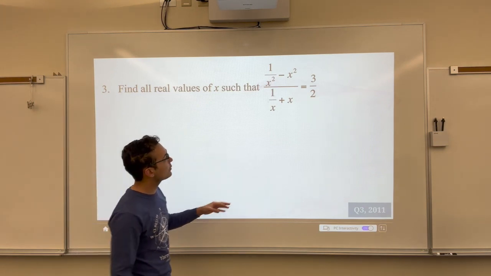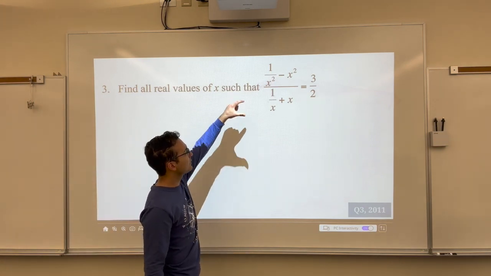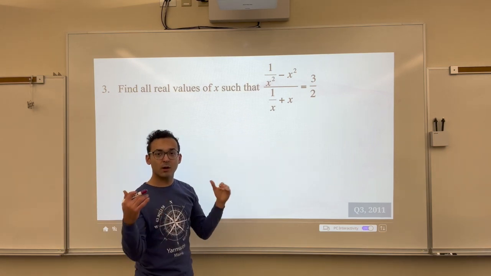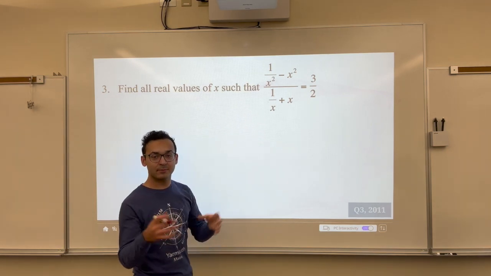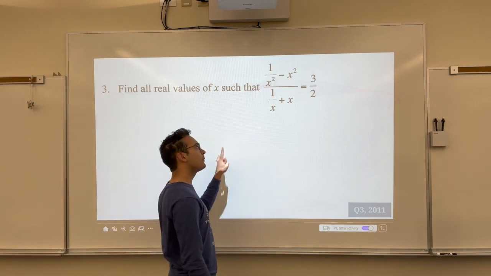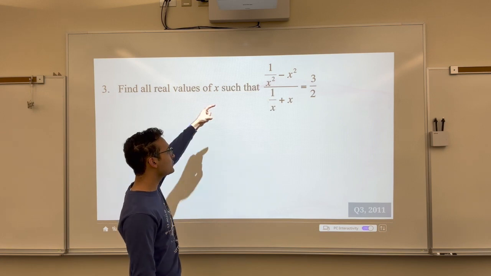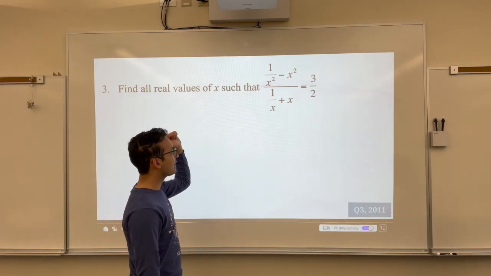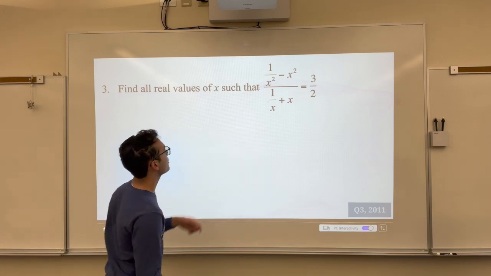Now, normally when we have this situation where we have something over something equals something over something, I would advise you to cross multiply as your first step. However, in this problem, we actually don't want to do that because we notice that the numerator is easily factorable. And that's because it is the difference of 2 squares.